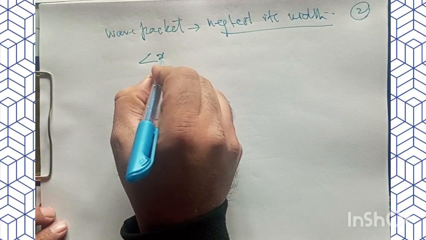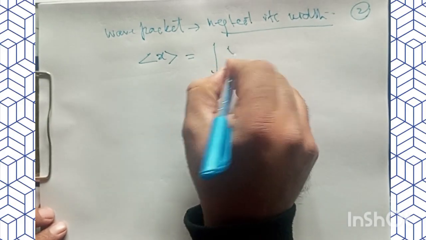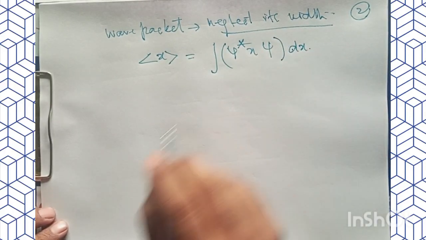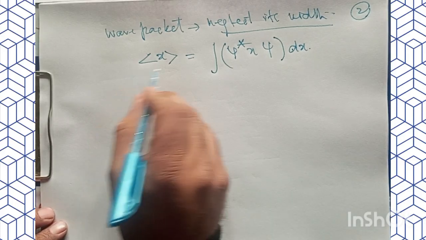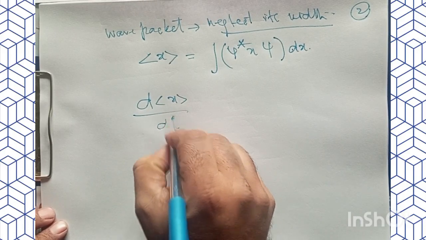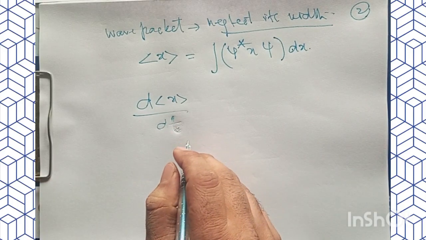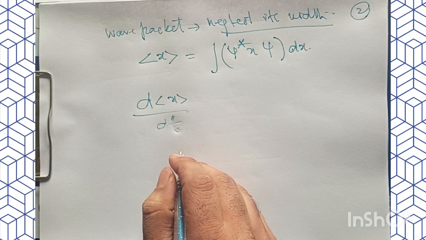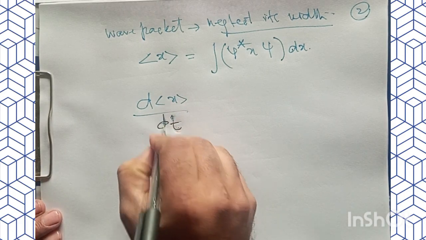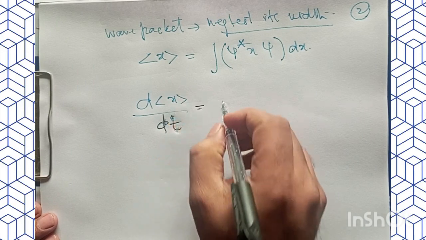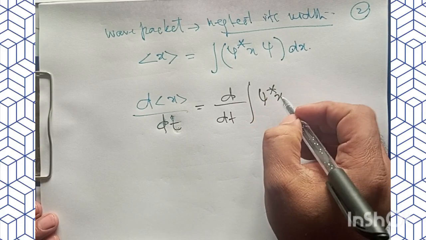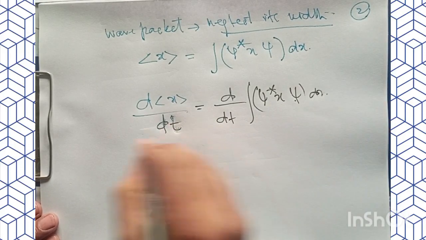We can directly go for writing down the expectation value of position. The expectation value of x is the integral of psi star x psi dx, and I consider this motion along x. If I take the time derivative of this expectation value, this is going to give me d by dt of the expectation value of x, that should be d by dt of the integral of psi star x psi dx. This should be the case.